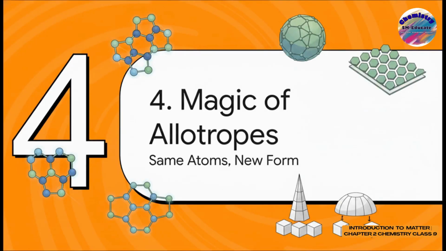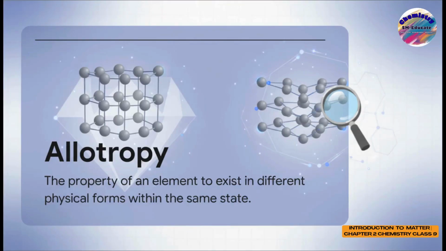Which brings us to Section 4, the magic of allotropes. Okay, this is where things get genuinely magical. It's fascinating that the exact same type of atom can just be arranged a little differently to give an object completely new structural forms. We call this allotropy. It's defined as the property of an element to exist in different physical forms within the exact same physical state. So, same atoms, but an entirely different physical reality.